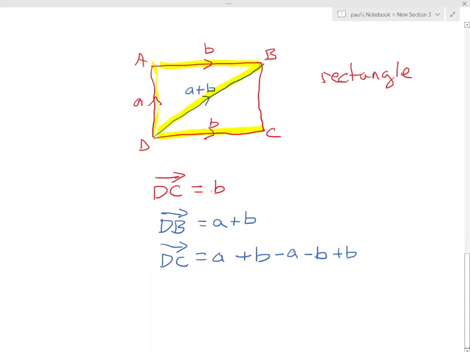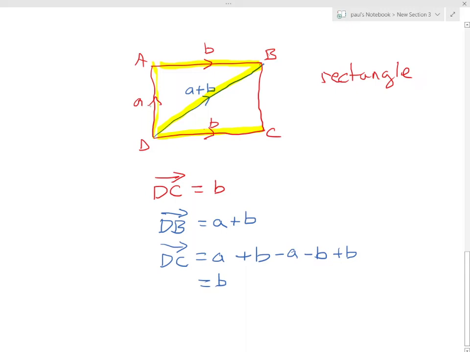That can't be the same as this way, can it? Let's look. We've got an A minus an A that cancels it out. We've got a B minus a B that cancels out. Now all we're left with is B. Exactly the same. So it doesn't matter which way round you go, how you find your route. If you're slow and steady, you're always going to get the same thing.